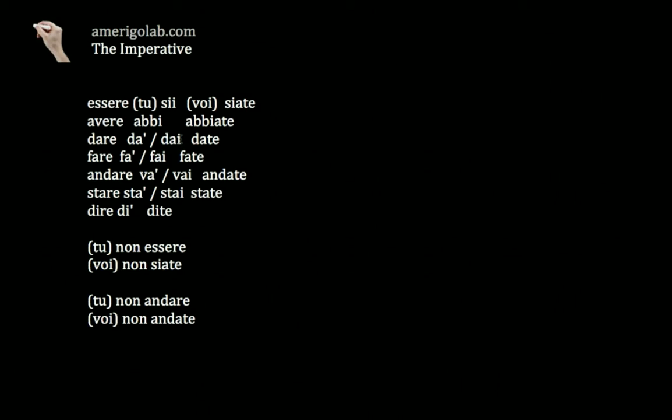Now, as you can see here for dare, da' with the apostrophe and dai, fare, fa' with the apostrophe and fai, andare, va' with the apostrophe and vai, stare, sta' with the apostrophe and stai, you have two options. Usually Italians prefer the forms with the apostrophe. So if you have to choose between these two forms, always go with the form with the apostrophe.